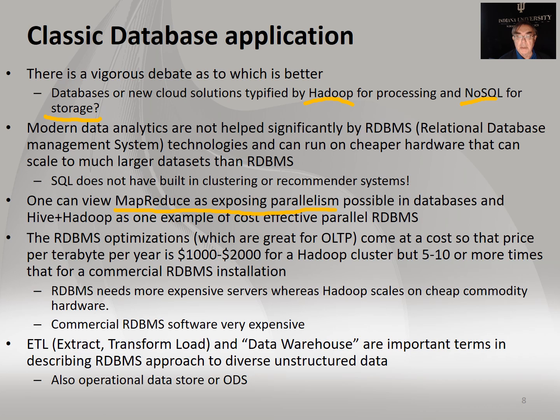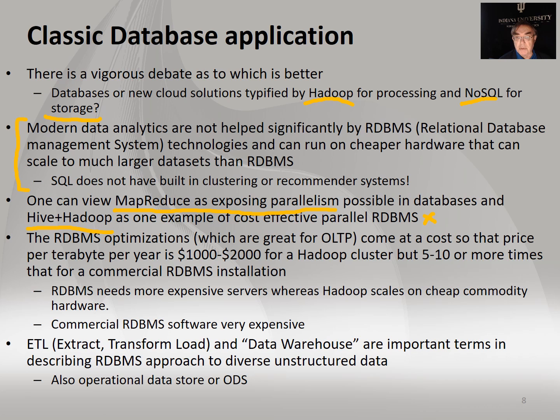You can view MapReduce as exposing parallelism, which is possible in databases, but maybe typically has not been an emphasis in commercial products like those from Oracle, because the fault tolerance issues were more important than the parallelism issues. So Hive plus Hadoop can be viewed as one way of getting a traditional database, but with different optimizations which allow you to scale to much larger systems.